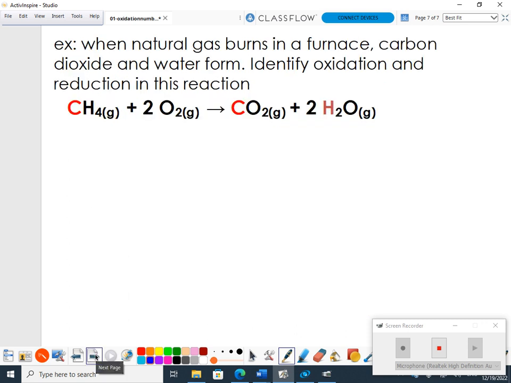Okay, so I don't know why some of them are different colors, but that's okay. Sometimes you'll be given a reaction and you have to identify oxidation and reduction. In the simplest type of problems, something has to be oxidized and something has to be reduced. In this case, we have carbon, hydrogen, and oxygen.